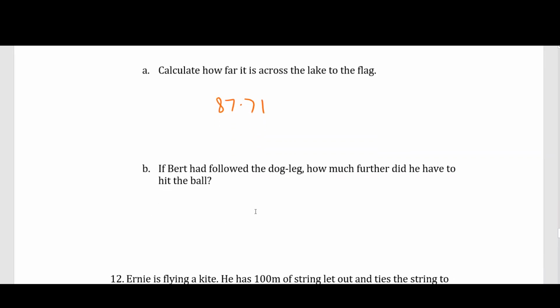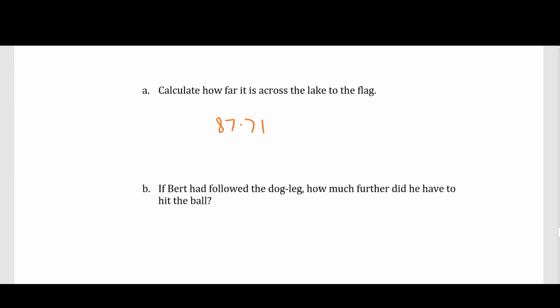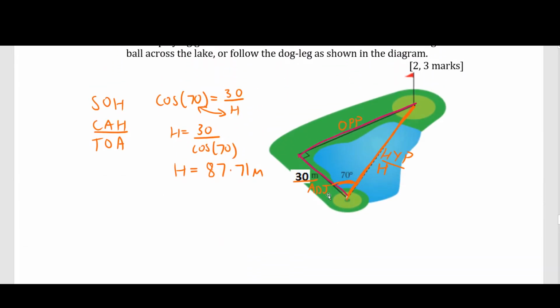If Bert had followed the dog leg, how much further did he have to hit the ball? So let's look at that. First off, we need to find the length of this opposite side here. We can use Pythagoras for that. So it's going to be the opposite side, I'm going to call it O. So O squared plus, maybe I shouldn't use O. I think O looks too much like a 0, so I won't do that.